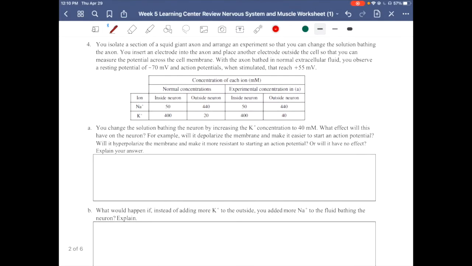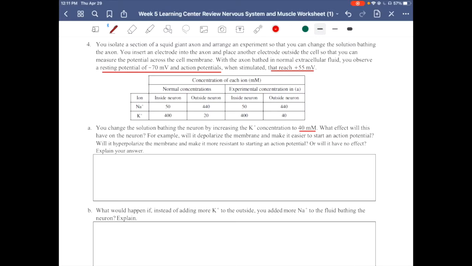All right, for the next couple of questions, we have to keep in mind the information given in the chart. We need to keep in mind that the resting potential of a membrane is negative 70 millivolts, and it reaches positive 55 when it's stimulated. So the first question is saying that we change the solution bathing the neuron by increasing the potassium concentration to 40 millimolar, and it's asking what effect it's going to have on the neuron.